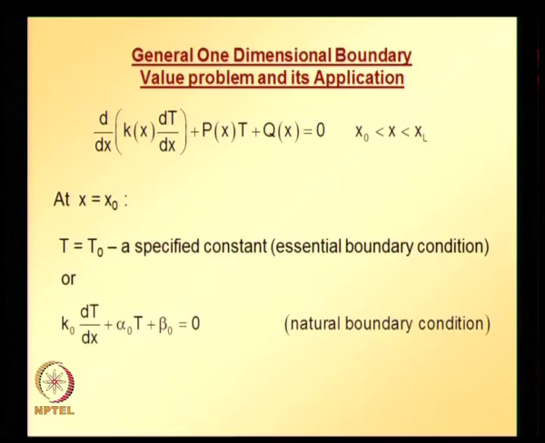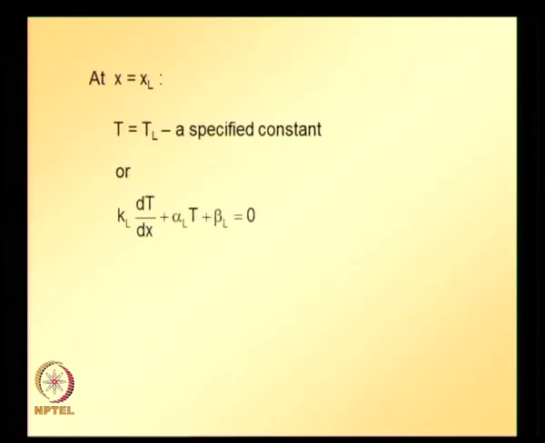These are the boundary conditions at x is equal to x0, where k0 is the k value evaluated at x is equal to x0, and the boundary condition at the other end, at x is equal to xl, is given by this one, where kl is k evaluated at x is equal to l. The boundary conditions can be either essential boundary conditions or natural boundary conditions.